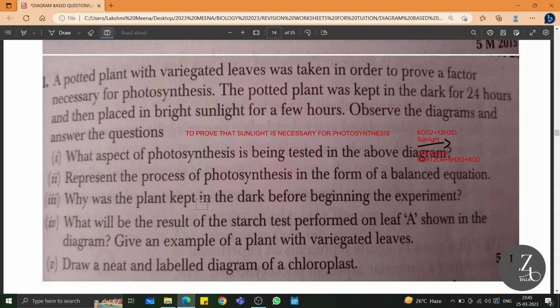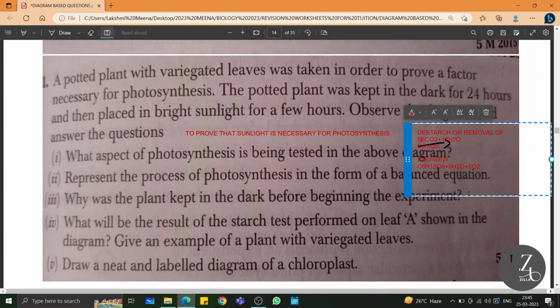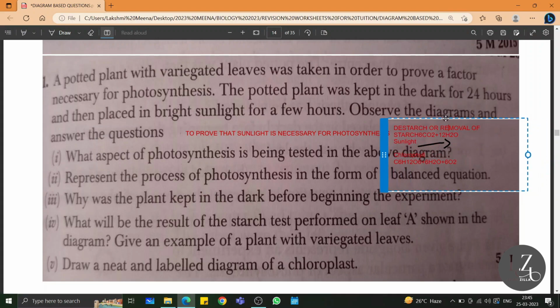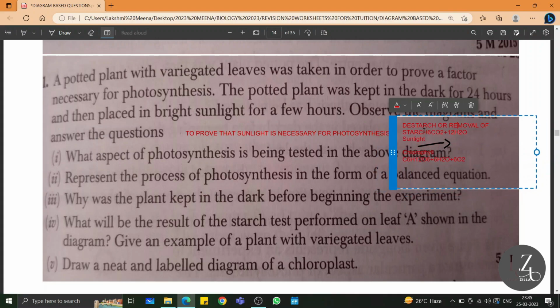Why was the plant kept in the dark before beginning the experiment? To de-starch. De-starch means removal of starch. Because as a result of photosynthesis, starch production or glucose is nothing but starch, right? Glucose is a monosaccharide, starch is a polysaccharide. Glucose dissolves readily in water.